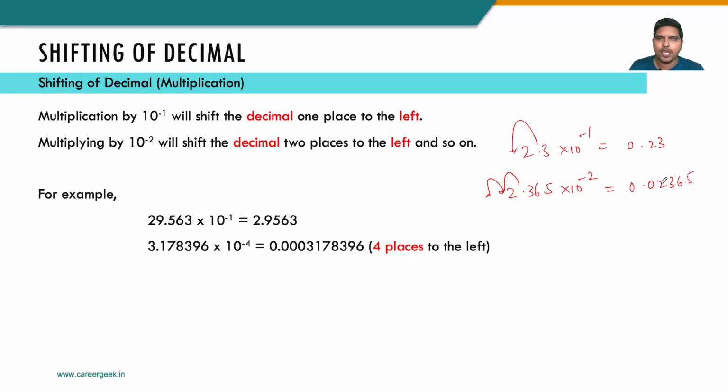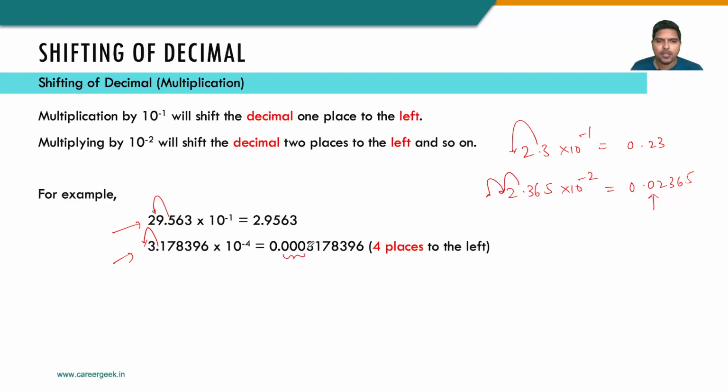We all know if there is no digit, you add 0. Basically, a 0 will be introduced. So if you see the example 10 power negative 1, this decimal will come one place to the left, 2.9563. The second one, 10 power negative 4, so 4 places to the left. We have only one place, so for the remaining 3 places we'll need to introduce 3 zeros.